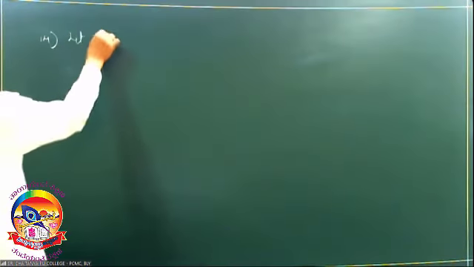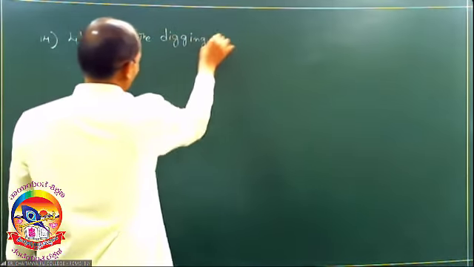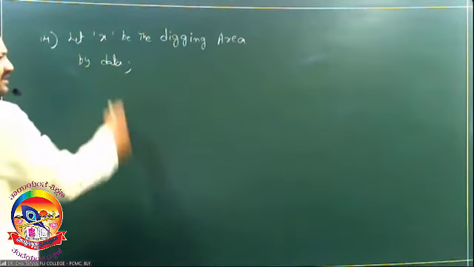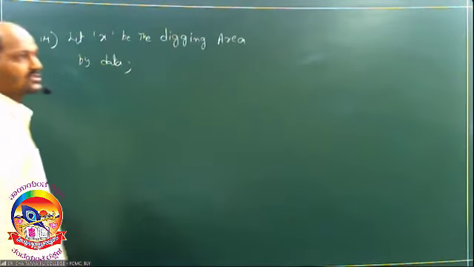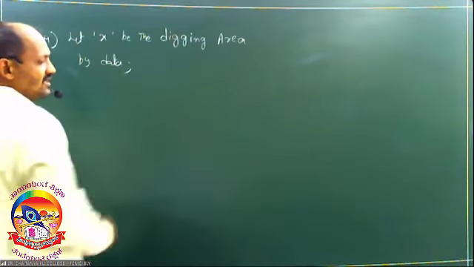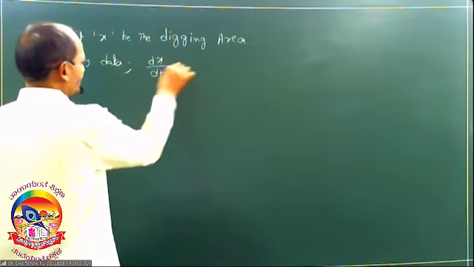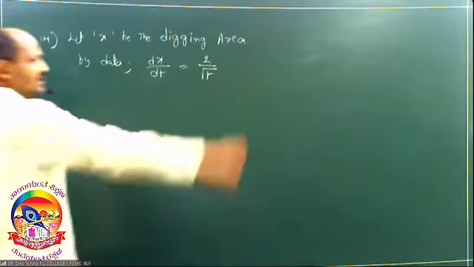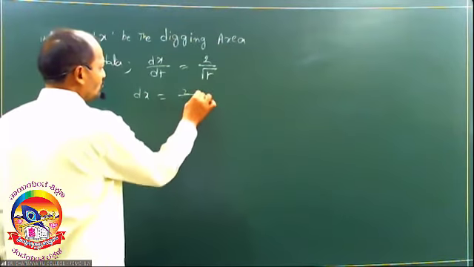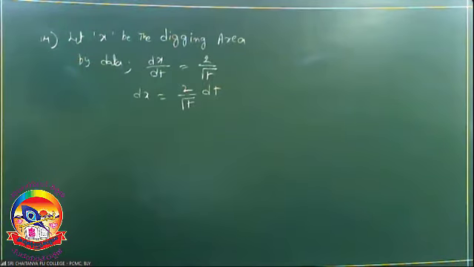Let x be the digging area. By data, the digging rate is 2 by root t square meters per minute. So we consider the digging area as x, and the area increases with time t. That means dx by dt is equal to 2 divided by root t. Then dx is equal to 2 by root t into dt.